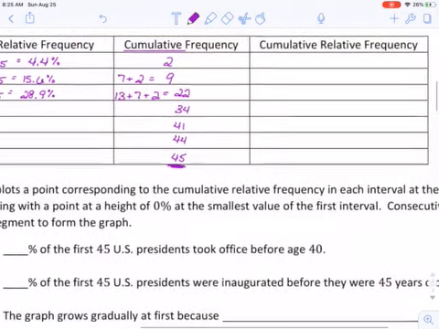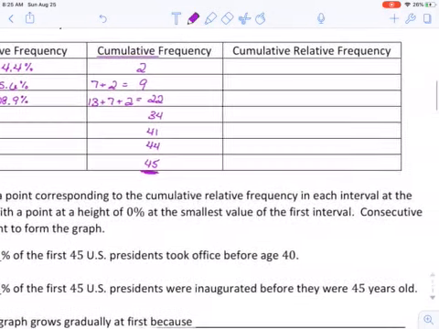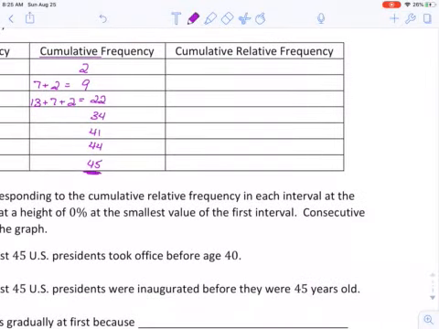I can also do cumulative relative frequency, which basically means take the cumulative frequency and convert it to relative frequency. So not just a 2 out of the total of 45, which we already knew was 4.4%, not just the cumulative frequency of 9, but 9 out of 45.